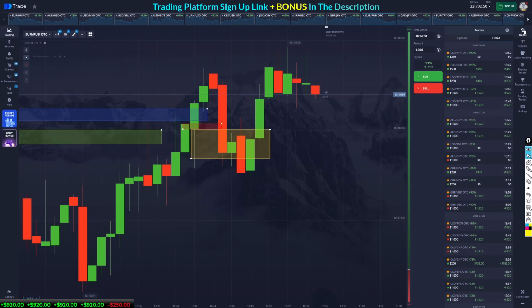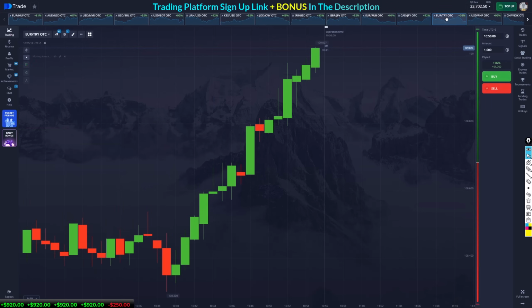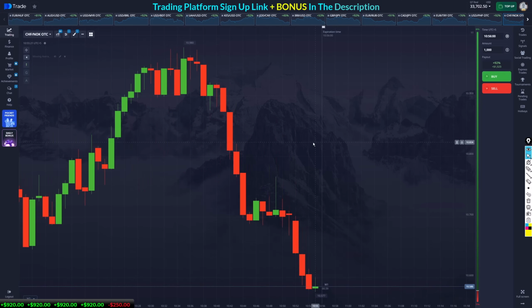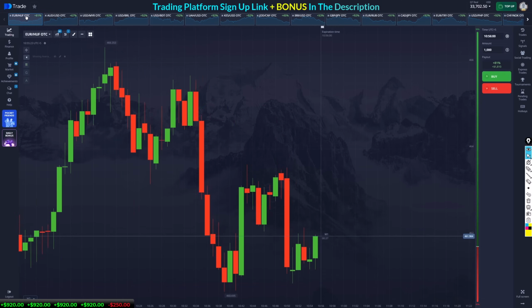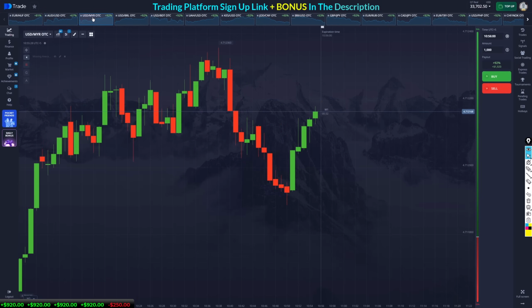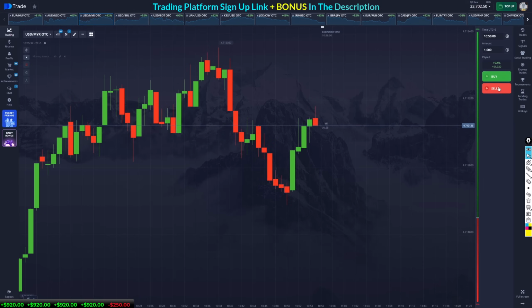Let's see how many trades. All right, we took 5 trades. All right, let me just take a good one. I'm going to look for a very good one. Okay, I want to take this. I want to take this. No, give me the entry.